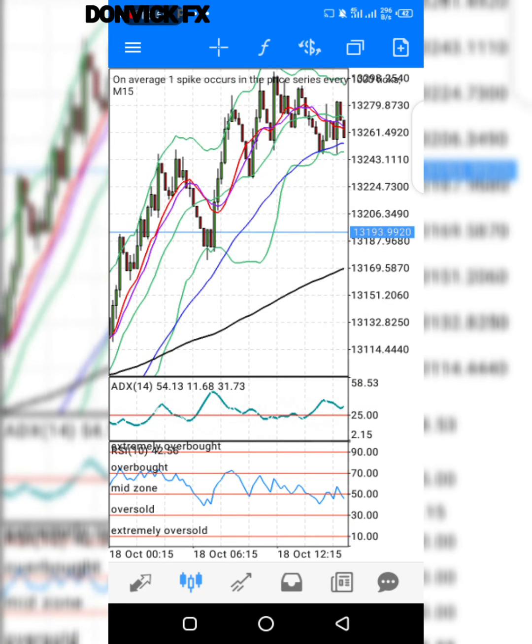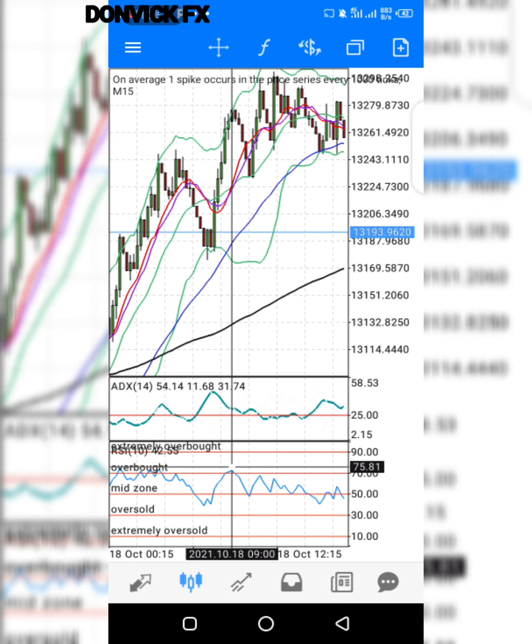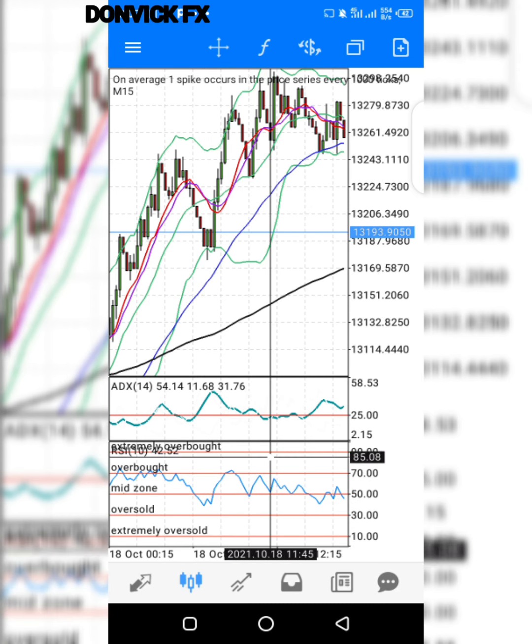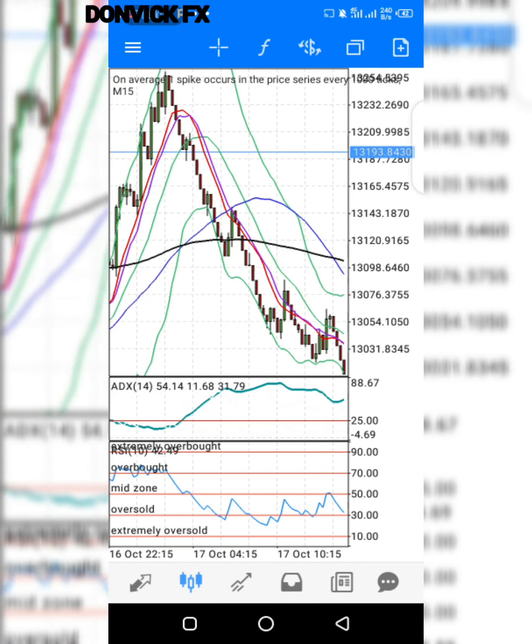It's the same condition that happens in your crash, is the same condition that happens in your boom. Everything is the same. If you notice, when it hits your level 70 zone, no matter how it's in an uptrend, whenever it hits your level 70 zone, there's always a reversal. It happened exactly in your M15. You can see it over here.